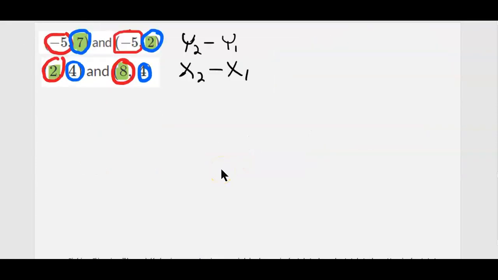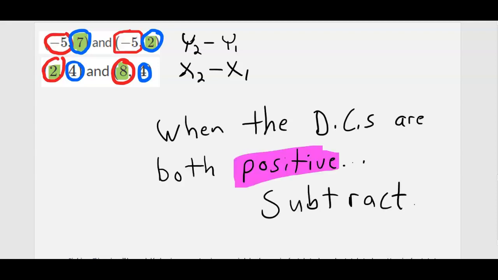So, in summary, when we have these coordinates of y's, let's just block these ones off. The DCs: when the DCs are both positive, subtract the bigger one minus the smaller one. In this case, 8 minus 2, we subtract. When the DCs are both positive, subtract.